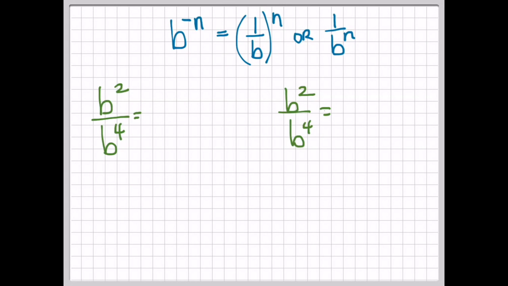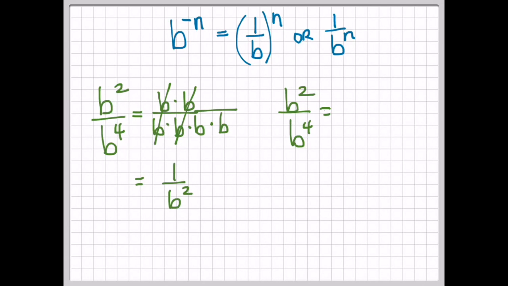So just to prove our point about negative exponents, let's take a look at an example using numbers. Our general rule is up here at the top. B to the negative n is equal to 1 over b, that whole quantity to the n power. Or another way to write that would be 1 over b to the n power. So let's take a look here at b squared over b to the fourth. Let's set it up the same way we did before. B times b over b times b times b times b. So again, b over b cancels, b over b cancels, and I'm left with 1 over b squared.